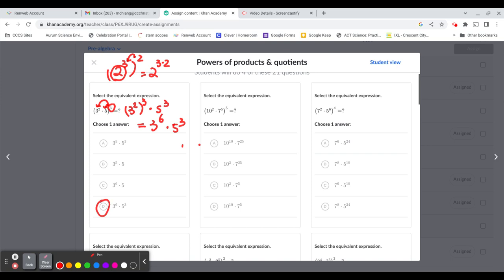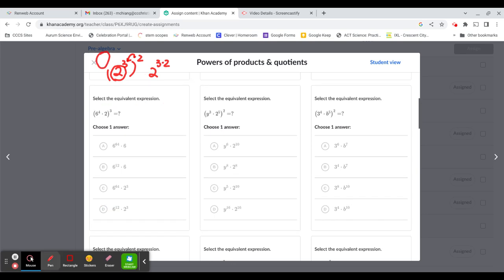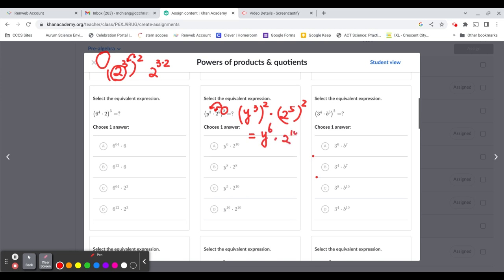Same thing for the next few. When you have variables, same idea. y to the power 3 times 2 to the power 5, so you have the exponent outside the parentheses, right? And then you distribute the exponent to every single term inside the parentheses. So y to the power 3 has exponent 2 on top, times 2 to the power 5 has exponent 2 on top. Then you do the power over power, y to the power 6 times 2 to the power 10.